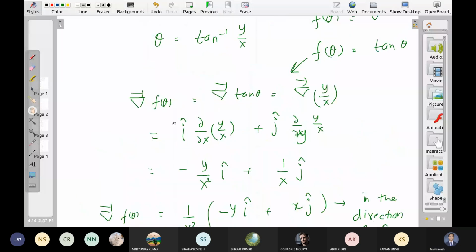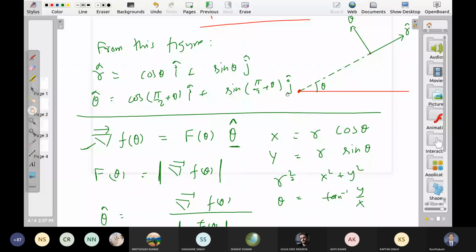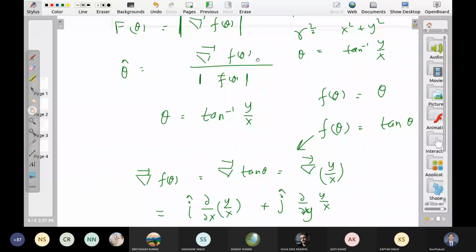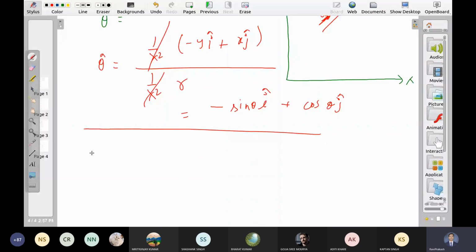Same thing you can do for r cap also. ये टेक्निक आप r cap के लिए भी यूज कर सकते हैं. एफ आर कुछ भी ले लीजिए जो आपका मन कर रहा है. आर, आर स्क्वायर, साइन आर, कॉस आर, वॉट एवर.